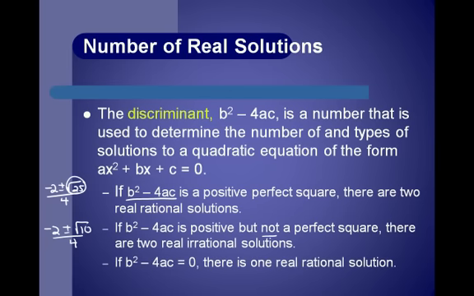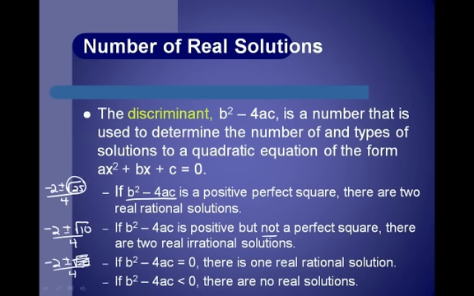And if b squared minus 4ac equals 0, well, that was the negative 2 plus or minus the square root of 0. We said the square root of 0 is 0, so that cancels out, and we just end up with one rational solution. And then the last case was, if that discriminant, b squared minus 4ac, is less than 0, therefore if it is a negative number, well, you can't take the square root of a negative number, therefore you cannot have a solution.